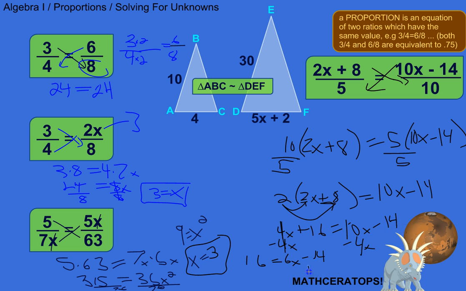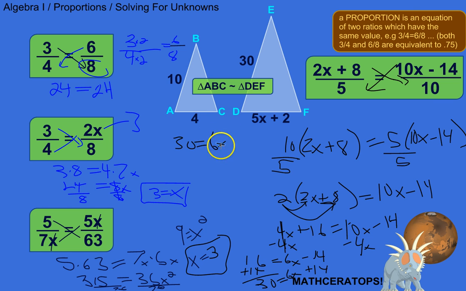Okay, now 14 is being subtracted from 6x, so we're going to add 14. So 16 plus 14 is 30. So what's left on this side? 6x, so 30 equals 6x. Let's write it up here. 30 equals 6x.